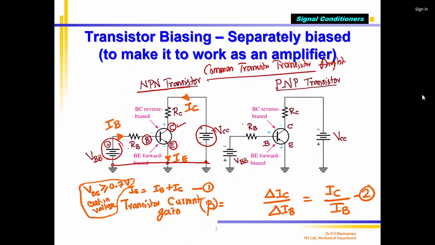Input is given with respect to base and emitter. Between these two, I am applying this voltage. Output is taken from the collector terminal. That is called V0. Note down, the output is taken from the collector terminal.